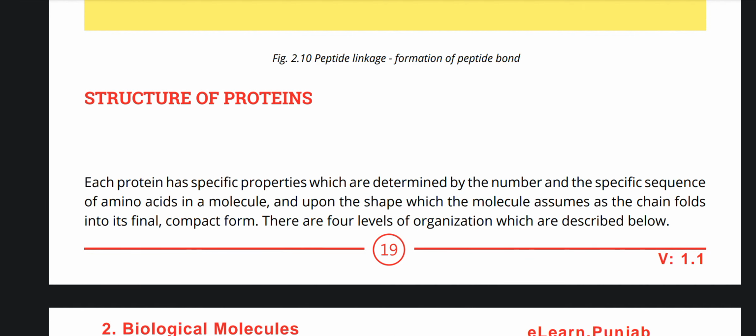Let's see how different proteins have different structures. Each protein has specific properties, which are determined by the number and the specific sequence of amino acids in a molecule, and upon the shape which the molecule assumes as the chain forms into its final compact form. There are four levels of organization, which are described below.